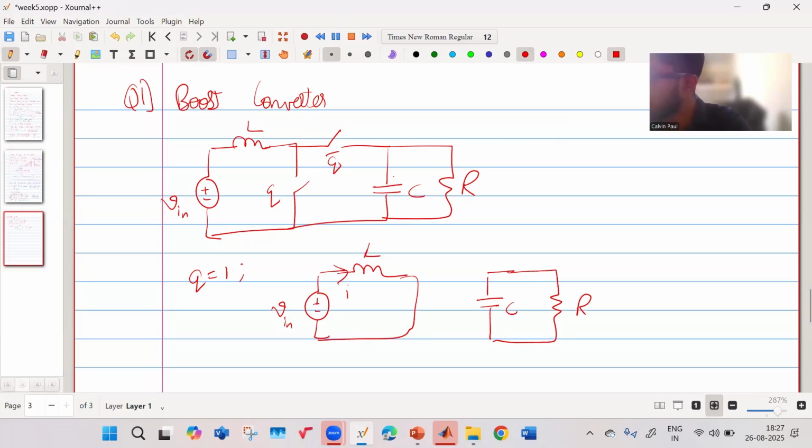Okay, this is your current through the inductor. This is the voltage across your capacitor. So this is your current IC. This is your current I naught. And this is your V naught.